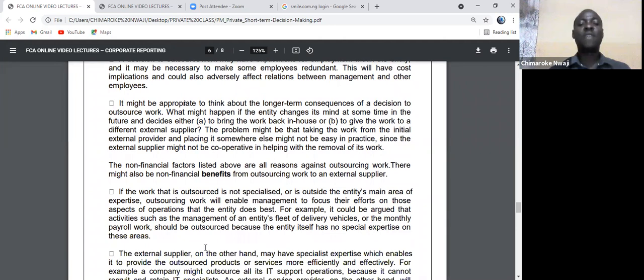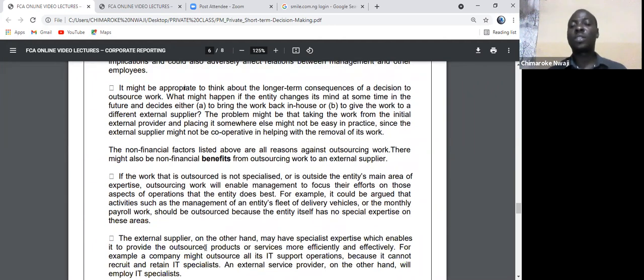For example, if the work that is outsourced is not specialized, it's not something that you are specialized in, or is outside the entity's main area of expertise, outsourcing the job will enable the management to focus more attention on those aspects of their operation that the entity can do best. They have to focus more attention on where they are experts and give out those ones that are just secondary. That's not their main focus, so that they can have more time to focus on their main thing.